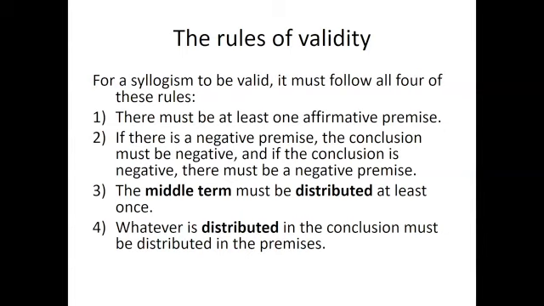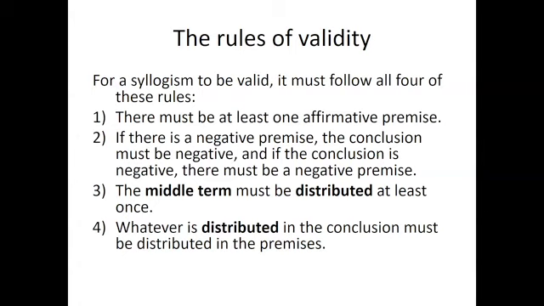The second rule is that if there is a negative premise, the conclusion must be negative. And if the conclusion is negative, there must be a negative premise. So we already know what we need to know to understand those 2 rules. It will become clear when we apply them. The third rule requires new concepts that we're going to discuss momentarily.